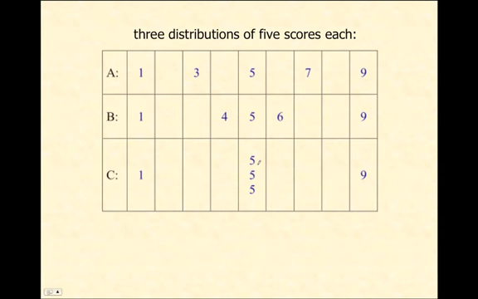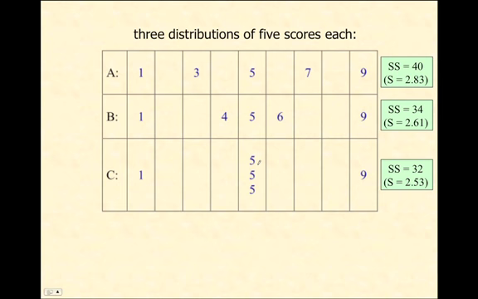So here's 3 distributions of 5 scores each. So look at distribution A. We have the scores of 1, 3, 5, 7, and 9. Distribution B, we have 1, 4, 5, 6, and 9. And distribution C, we have the values of 1, 5, 5, 5, and 9. So what's the median for each of these distributions? What's the mode for each of these distributions? And then finally, think about what is the average.